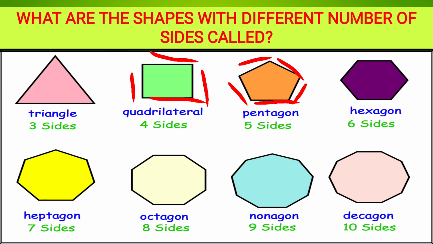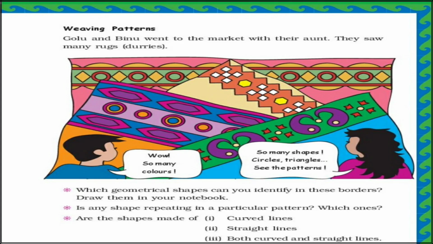Similarly, you can count the number of sides in these pictures. Hexagon, 6 sides. Heptagon, 7 sides. Octagon, 8 sides. Nonagon, 9 sides. Decagon, 10 sides. Here hepta stands for 7, octa 8, nona 9, and deca is 10. You can learn about these different shapes.